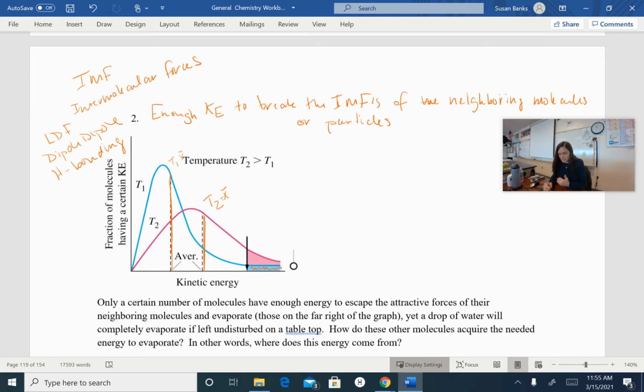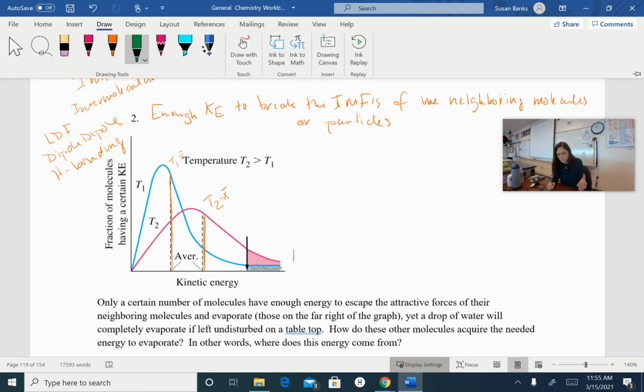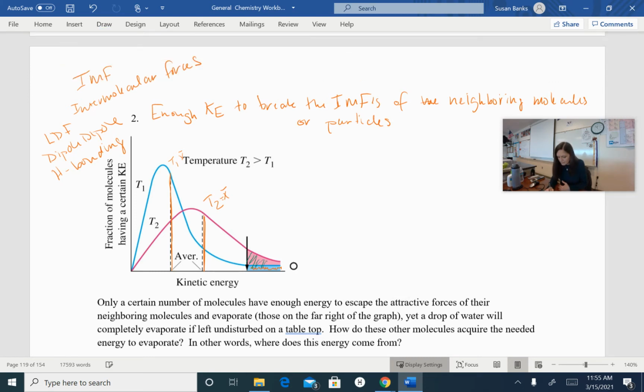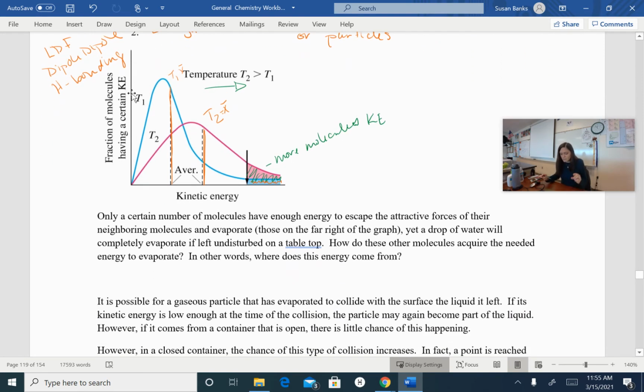Notice if I shift that, notice what happens to the number of molecules that actually have enough kinetic energy. I have more molecules that have enough kinetic energy to break free. So that tells us the more that we shift the temperature up, the more molecules that we will have that have enough kinetic energy to break free of those neighbor IMFs and become vapor. So think about this. Only a certain number of molecules actually have enough kinetic energy to escape the attractive forces of their neighboring molecules and evaporate.